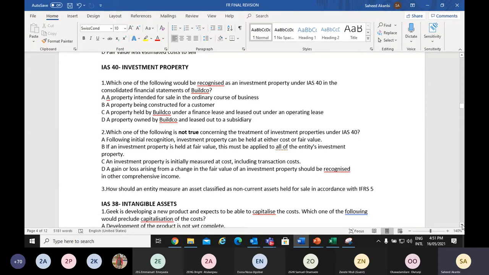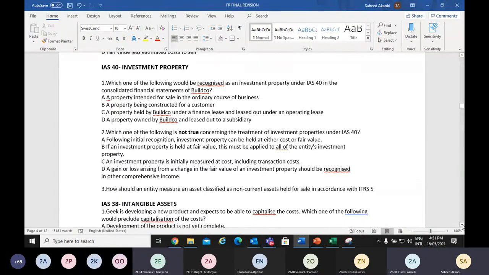Which one of the following will be recognized as an investment property under IAS 40 in the consolidated financial statements of BuildCo? A, a property intended for sale in the ordinary course of business. B, a property being constructed for a customer. C, a property held by BuildCo under a finance lease and leased out under an operating lease. D, a property owned by BuildCo and leased out to a subsidiary. So what's the answer?